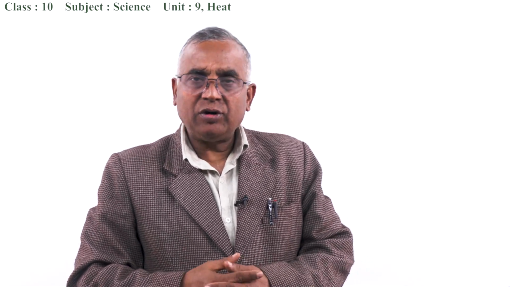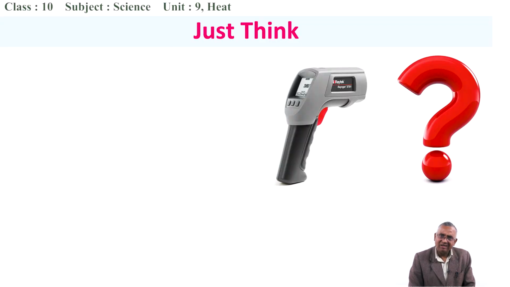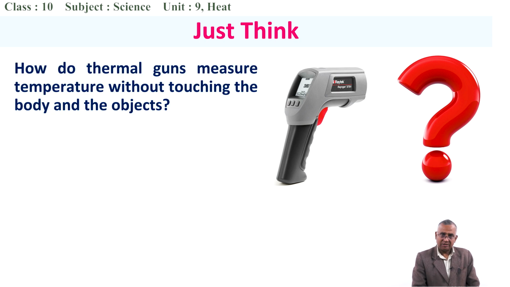Okay, friends. So, before starting today's lesson, we have to think once about a question. What is shown here? It is a gun, but another type of gun. It is a thermal gun. You have seen now that it is used to record the temperature of a person. So, how do thermal guns measure temperature without touching the body and the objects?